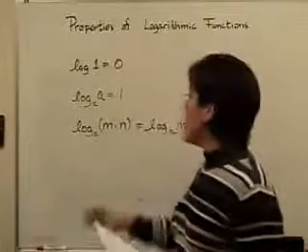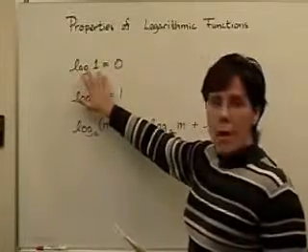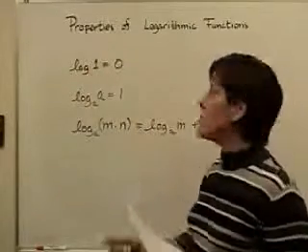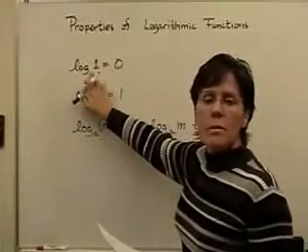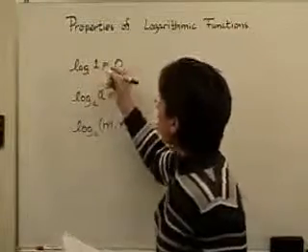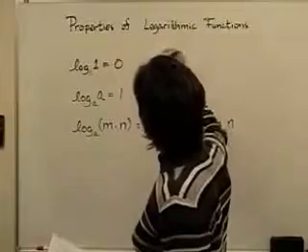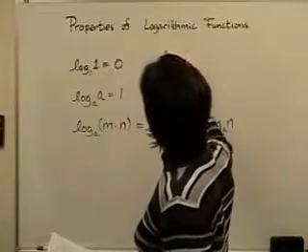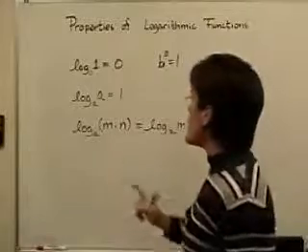The first property we've already mentioned in the past, and that is the logarithm of 1 is always equal to 0. It does not matter what the base is. The base can be 10, the base can be 5, the base can be 100. It doesn't matter, because any number, let's call it b here, any number raised to the 0 power is always equal to 1. That's why the log of 1 is equal to 0.